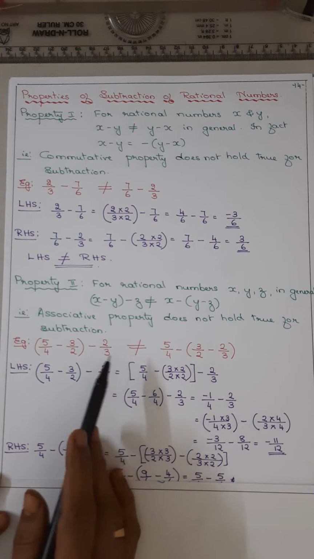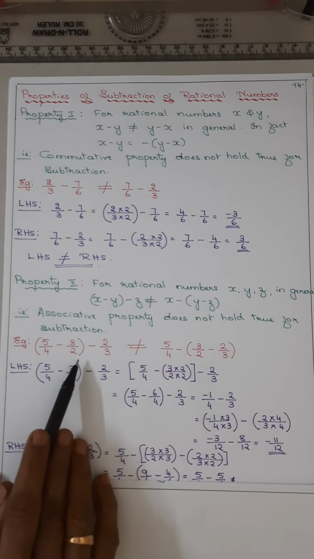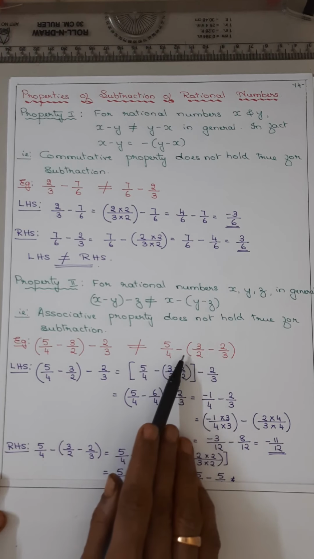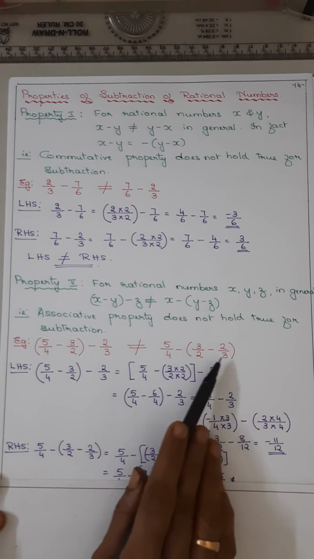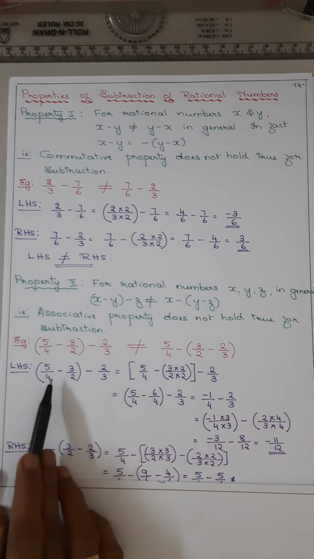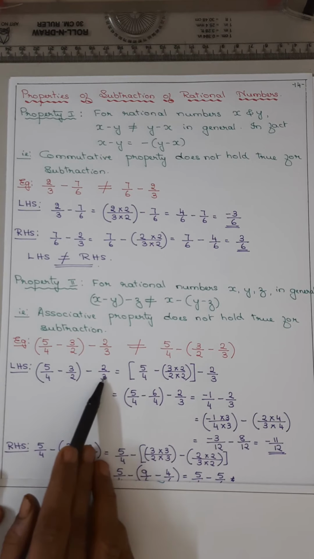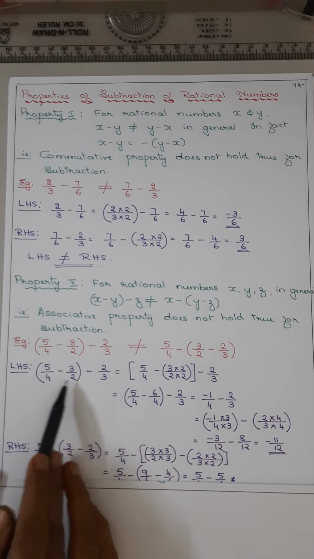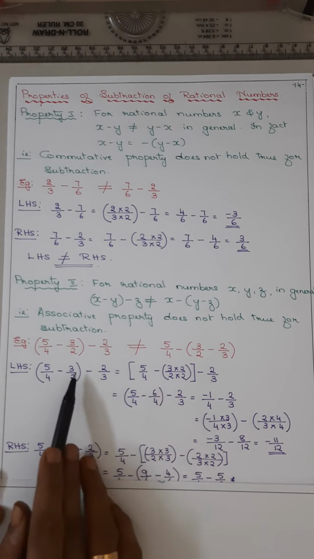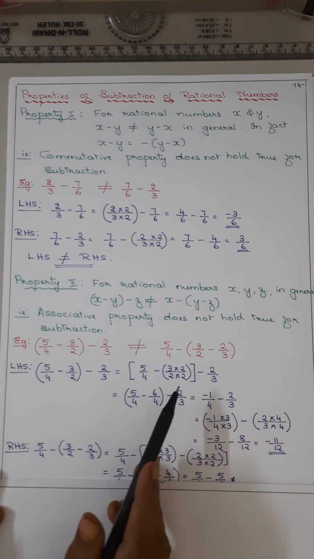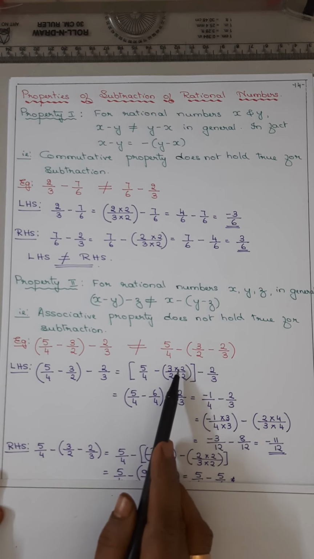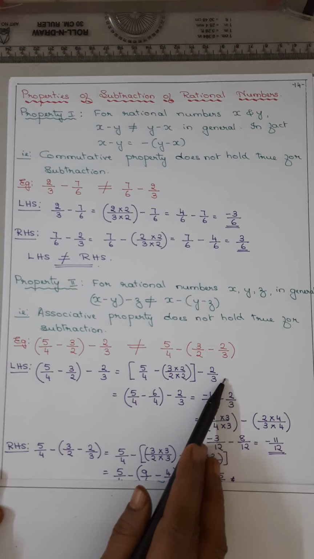So if you see the example 5 by 4 minus 3 by 2 minus 2 by 3, it won't be equal to 5 by 4 minus ब्रैकेट में 3 by 2 minus 2 by 3. So first LHS करेंगे ये. So 5 by 4 minus 3 by 2 minus 2 by 3. पहले इसका LCM लेंगे तो 4 है. So 5 by 4 will be as it is. 3 by 2 convert to denominator 4. So you have to multiply by 2 और minus 2 by 3 as it is.